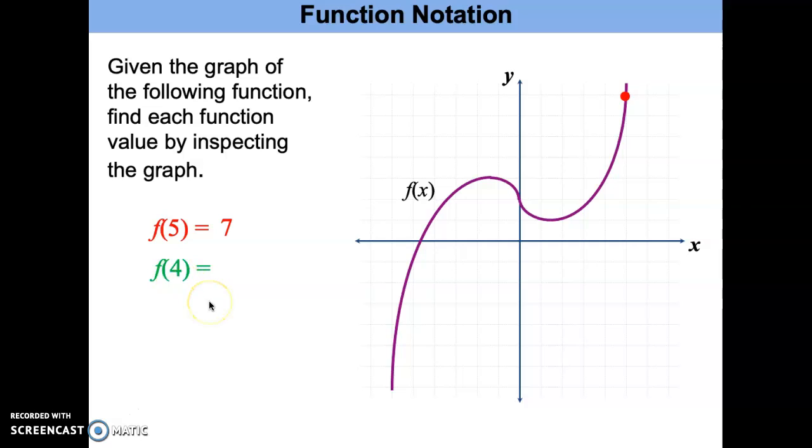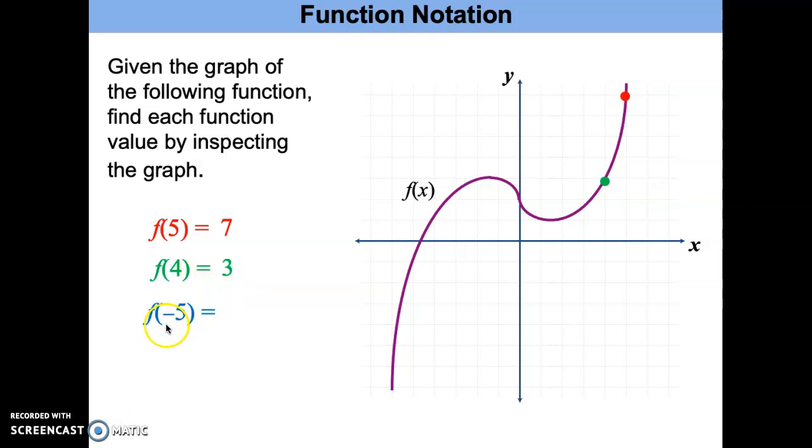Let's try f of 4. Again, the 4 took the place of the x. So when x is 4, 1, 2, 3, 4, we go up until we see our graph. Here it is. So when x equals 4, here's our graph. What does y equal? Well, y equals positive 3. So f of 4 equals 3.